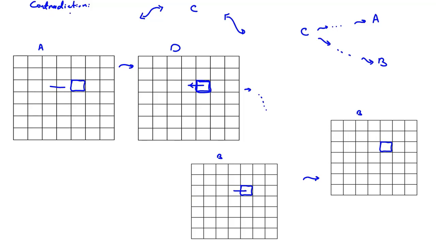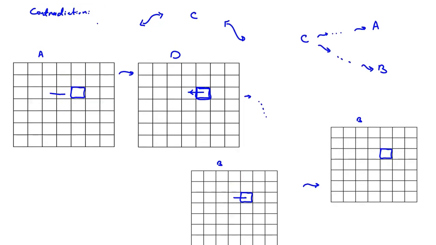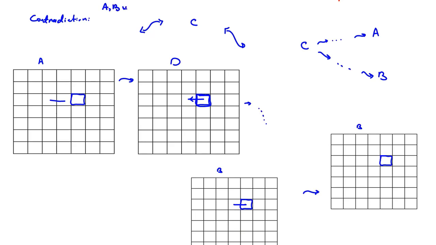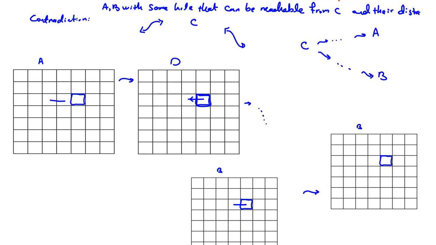Because here it is the first case that this one is empty, you should mention it at the beginning of this proof. You should say, I consider A and B with the same hole that can be reachable from C, and their distance is minimum. We want to reach from one to the other. We consider the distance to be minimum among all cases that we have, for example common holes. You will see at the end it will be useful.